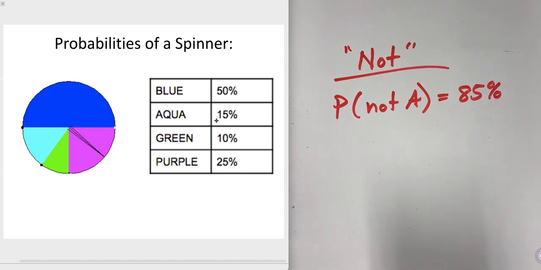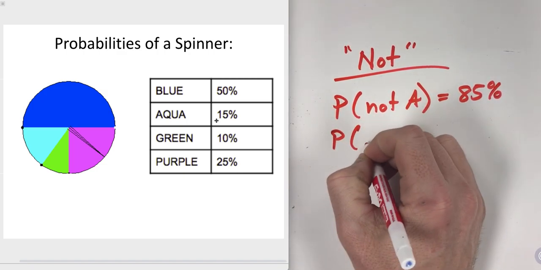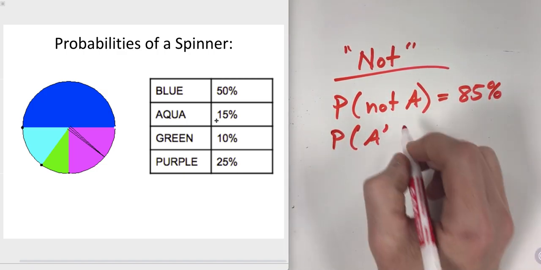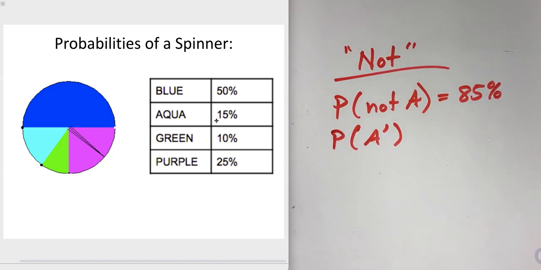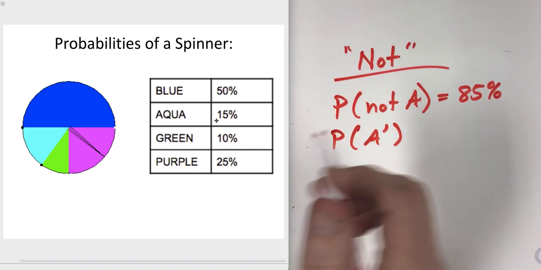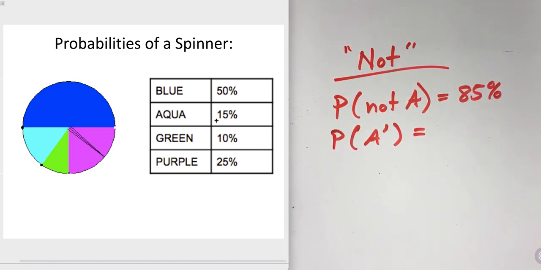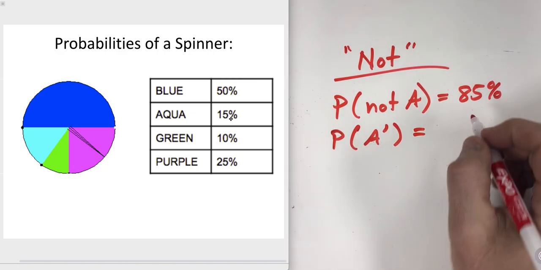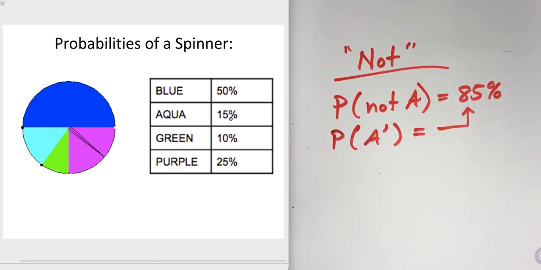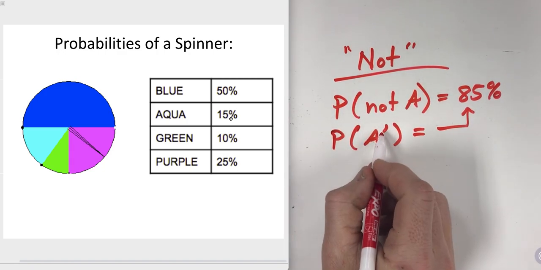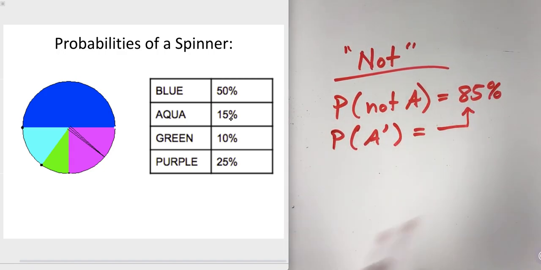Now, you might also get a question that says P with an A for aqua, and then it has an apostrophe next to it. That apostrophe means complement, and the word complement means whatever's left over. So if we're referring to the 15% that aqua makes up, the leftover amount, which is not A, is also going to be 85%. Okay? So if you ever see the apostrophe, that's also referring to not A, which is 85%.